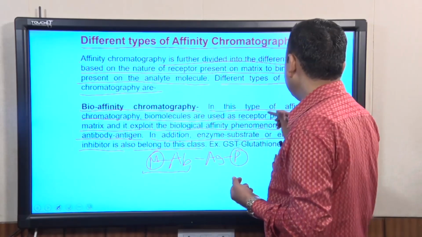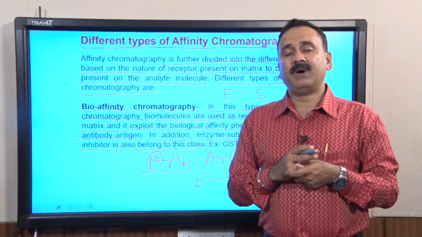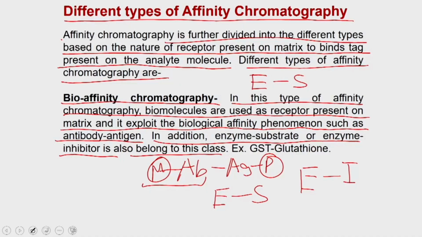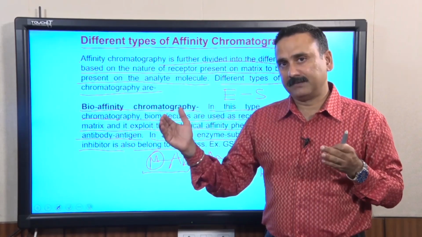The other example is where the enzyme interacts with the substrate, or the enzyme interacts with an inhibitor. Now, what is important when you are using enzyme-substrate complexes? Although the enzyme-substrate interaction is also very specific, the majority of enzymes people use in bioaffinity chromatography are in combinations where the enzyme does not process the substrate.